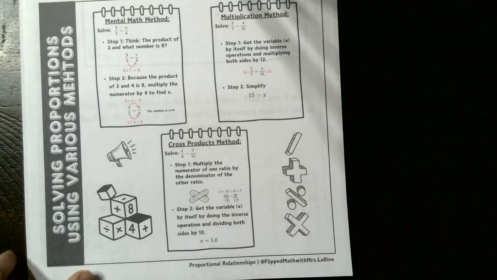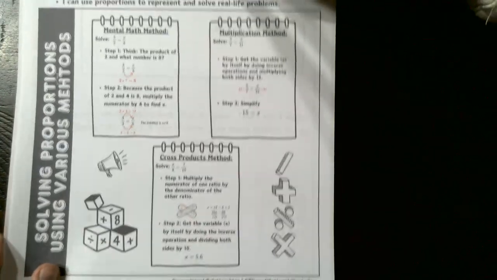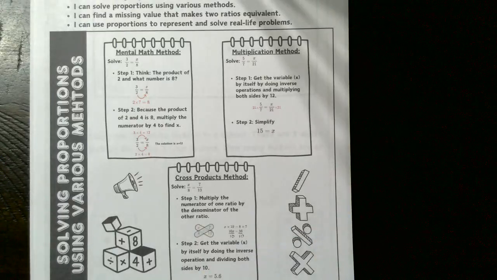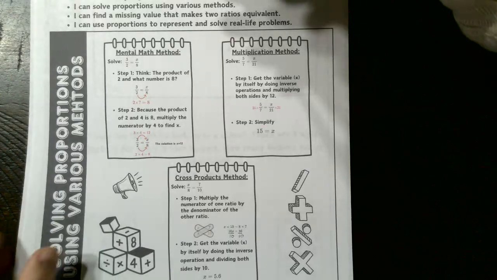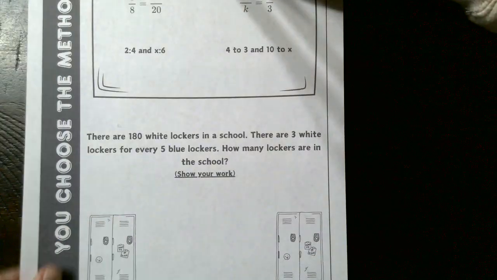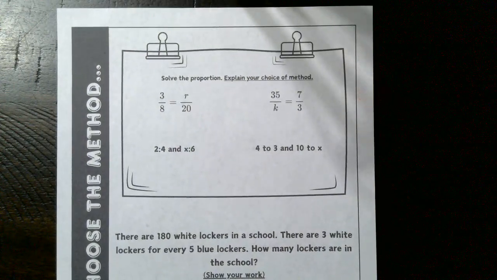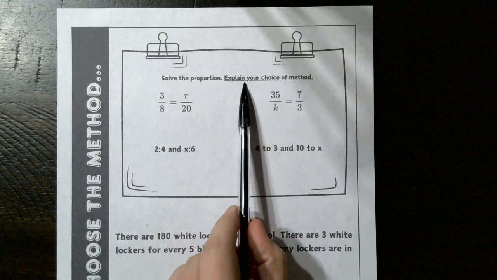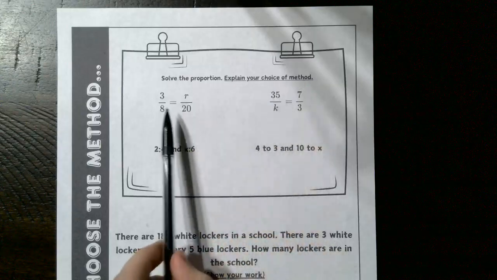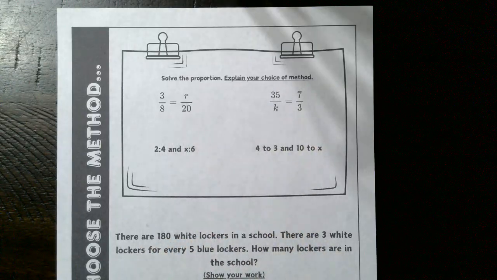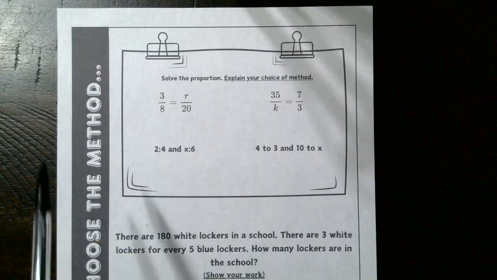Okay, so those are three methods that you can use, and unless your problem states that you have to use one of those specifically, you can choose whichever one you are the most comfortable with. So let's look at the other side. You choose the method in this set of notes. Okay, so you're going to solve the proportion and explain your choice of method. I do want you to explain why you chose the method that you chose. So don't just write the answer.